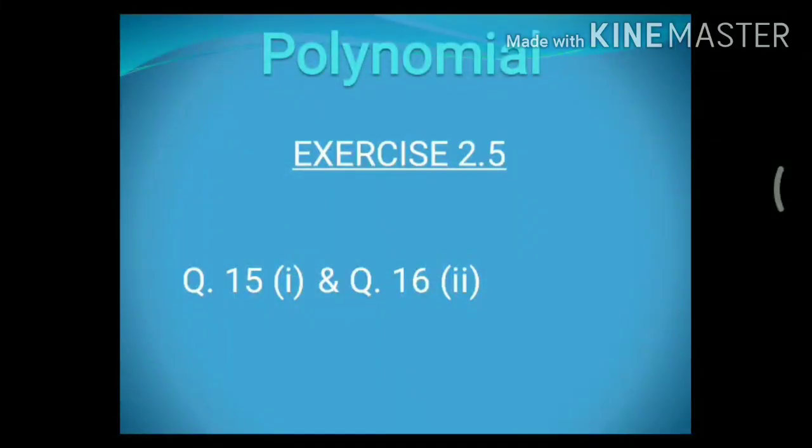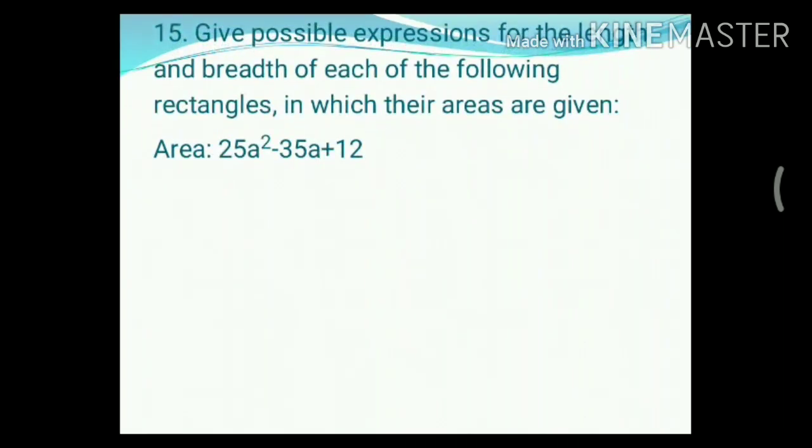So in this video today we are going to learn class 9 NCERT book exercise 2.5 question number 15 and question number 16. So without any further delay, let's start the video. Here the first question is, give possible expressions for the length and breadth of each of the following rectangles in which the areas are given.